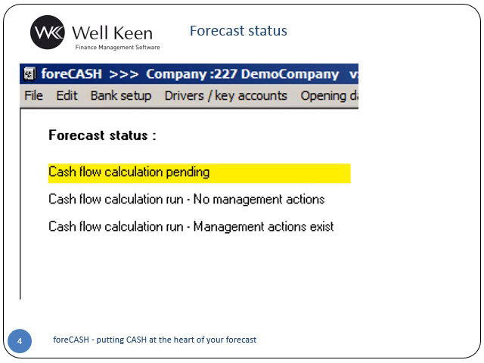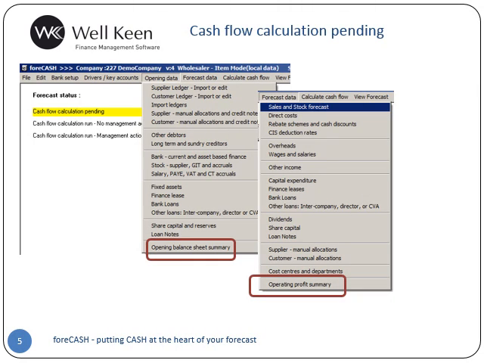We'll look now at forecast status 1, that of Cashflow calculation pending. When the Cashflow calculation is pending, you'll find that almost all menu options are available. Towards the left-hand side, you can see the bank setup, drivers and key accounts. These are areas that you tend to go in the first time you use foreCASH to make sure, for example, the credit terms for customers and suppliers have been set up as the correct default. Further across, you can see some expanded menu options, including opening data, where, for example, you might confirm the amount of fixed assets, opening debtors, opening creditors, and tax liabilities.